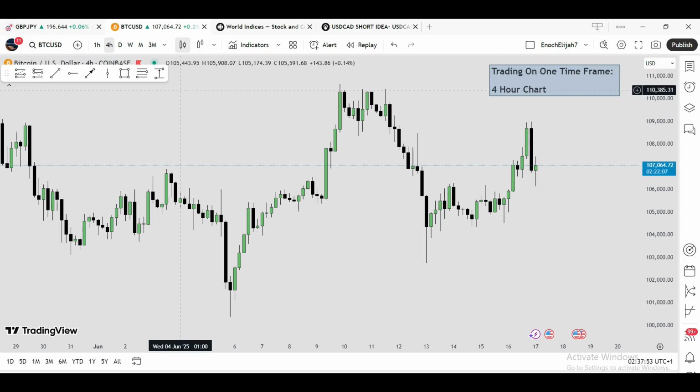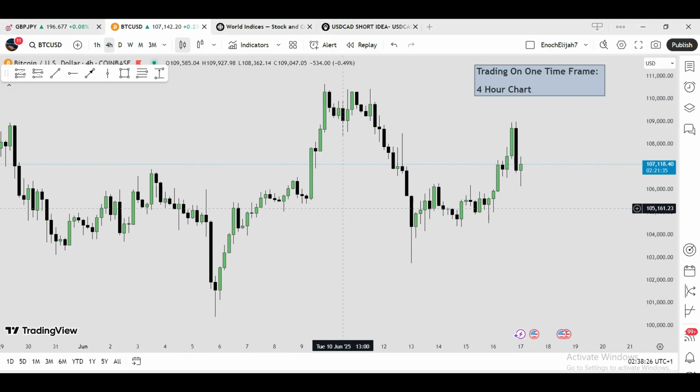The only difference is that we don't use weekly or higher time frame order flow to determine the direction of the market. That is, we don't need higher time frame buyers or order flow or trend to take a trade on the 4-hour time frame. We just use the 4-hour time frame chart structure or order flow to take our trade. What do I mean by that? Let me explain to you.